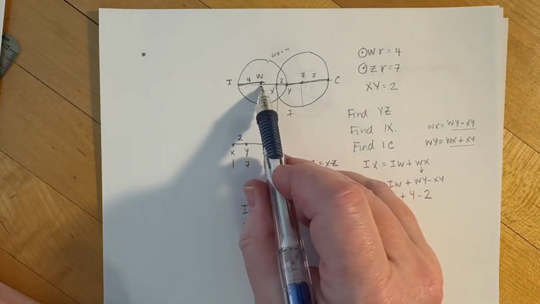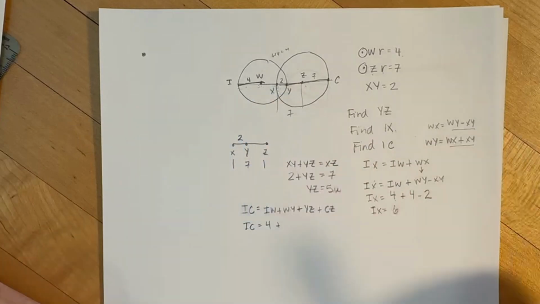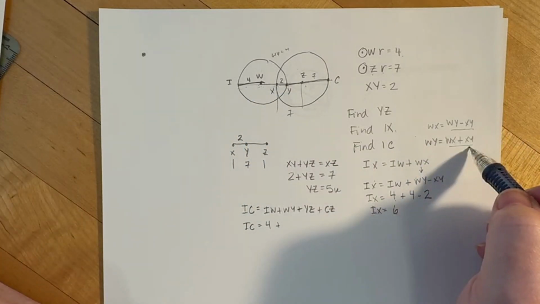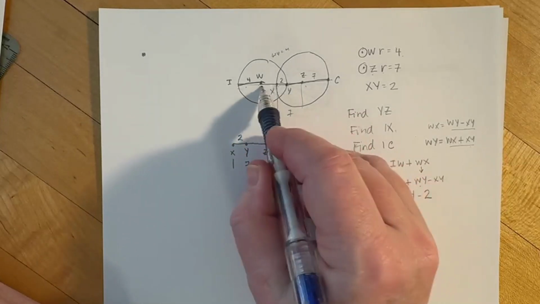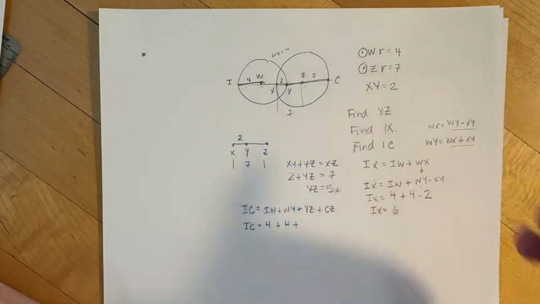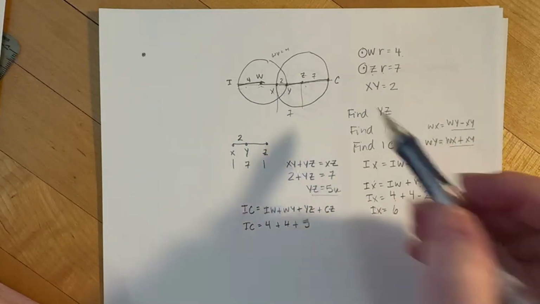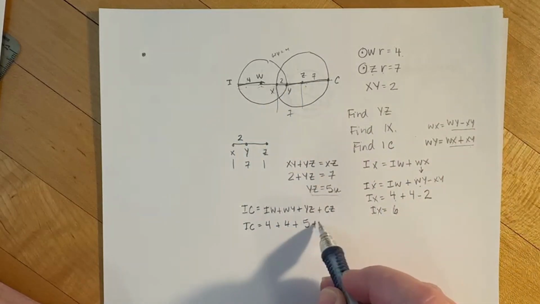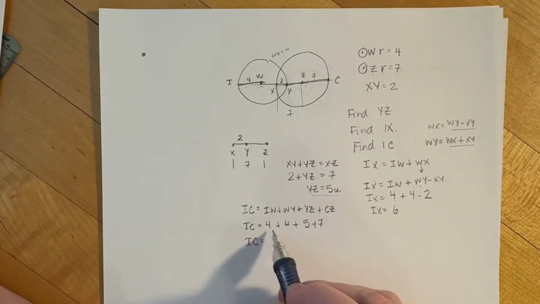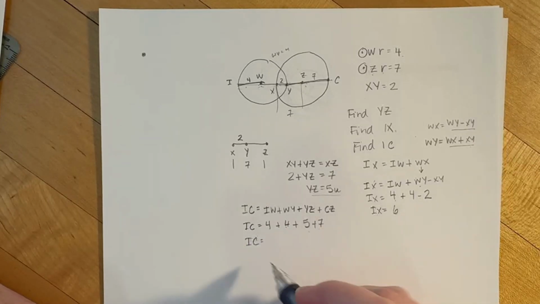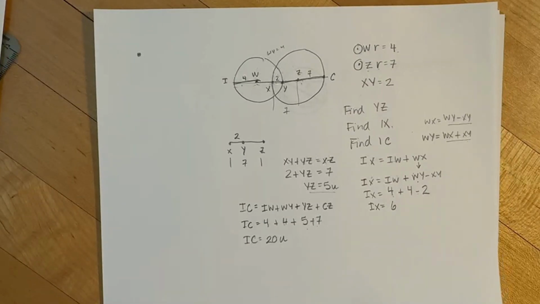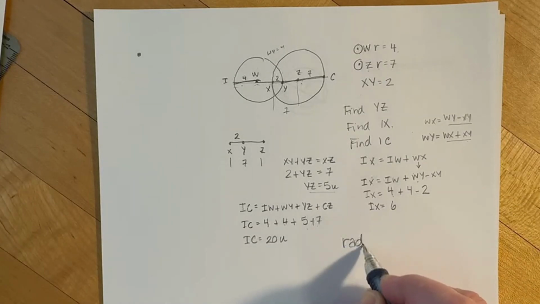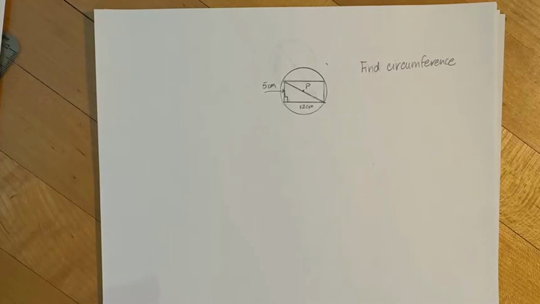WY is, oh, did we not find WY? We found WY before. So WY was 4. Okay, sorry, yes, WY, it's a radius right here. And YZ, we found that before. That was 5. And then CZ is this radius here, which is 7. This is 8 plus 5 is 13. 13 and 7 is 20. 20 units exactly. Okay. So, working with diameters and radii. That's the plural of radius, by the way. Radii. Not radiuses, but radii.